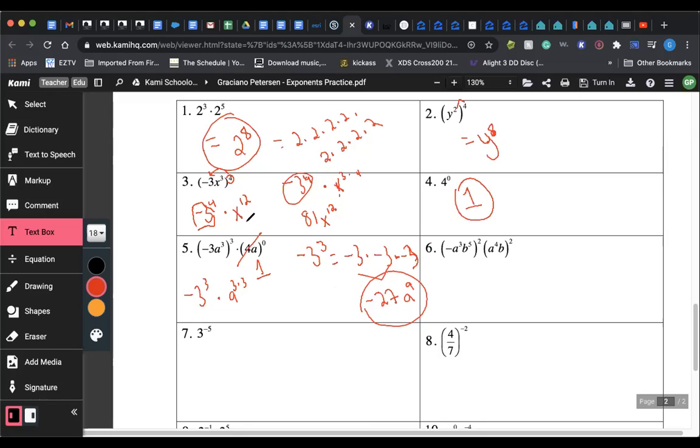All right, so again, we're just using our power of a product rule, which means we have to apply the exponent to both of the items inside of the parentheses. So -3 to the third power is -27, because it's just -3 times -3, which gives us 9. 9 times -3 is -27.